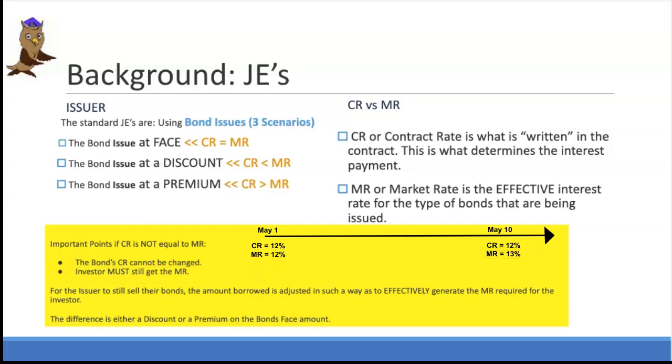But by how much should the face amount be either decreased or increased? The answer lies in the pricing of bonds, a calculation based on the cash flows that are embedded in the terms of the contract, but present valued at the market rate. I will demonstrate the pricing process below.